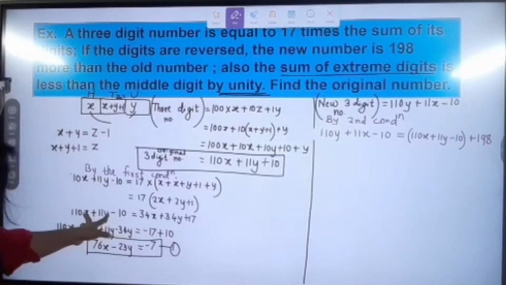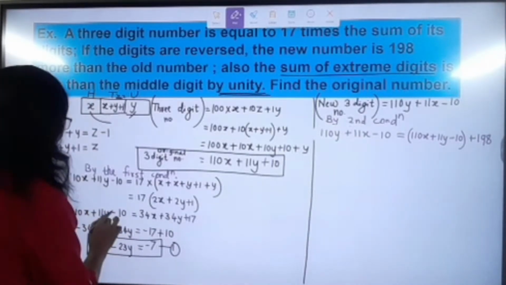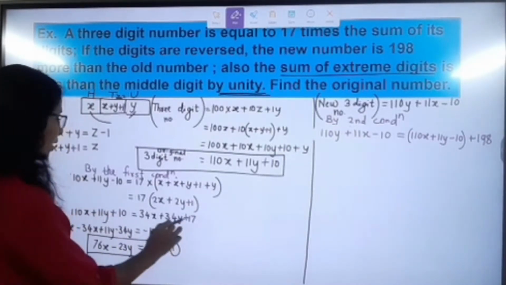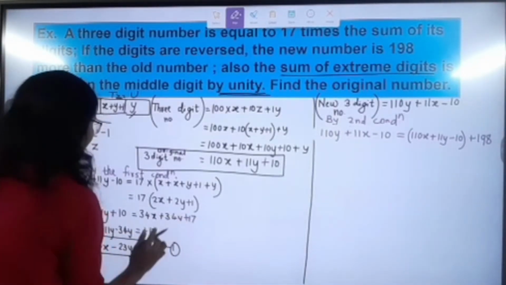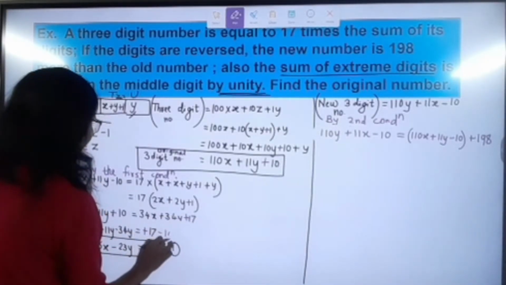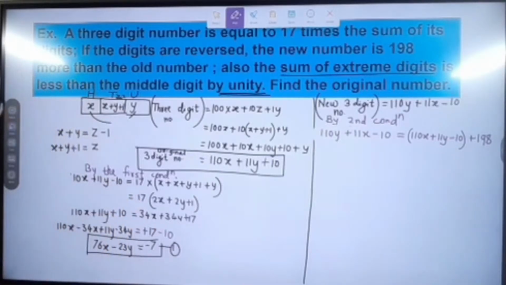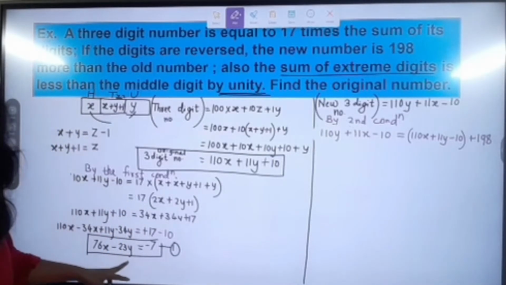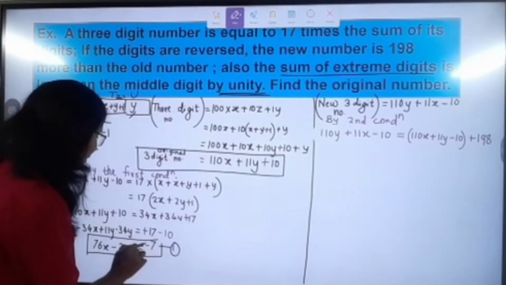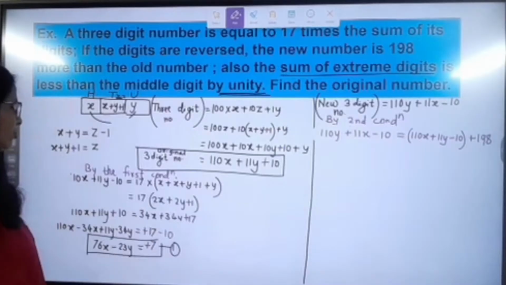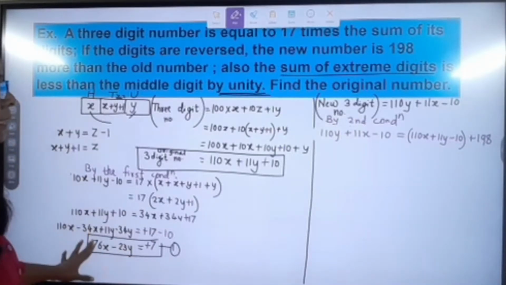So here, students, plus 10, yes, here is the plus 17, and here, students, that is the minus 10. Okay students, this will be 76x minus 23y, and that will be equal to 17 minus 10, that is positive 7. Yes students, now it is correct.